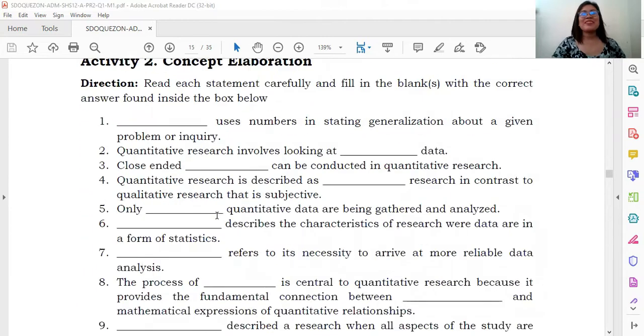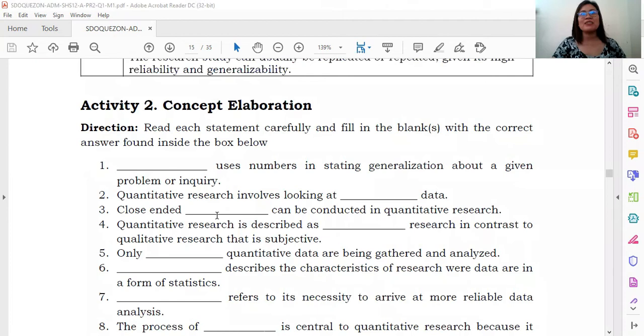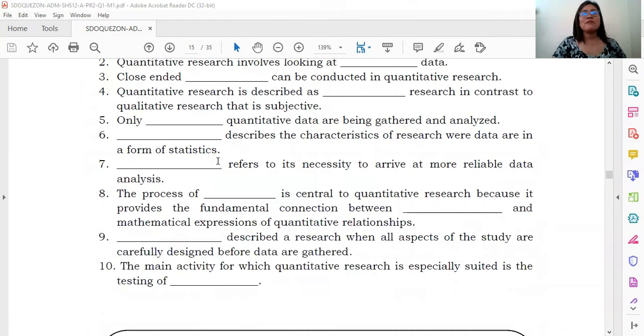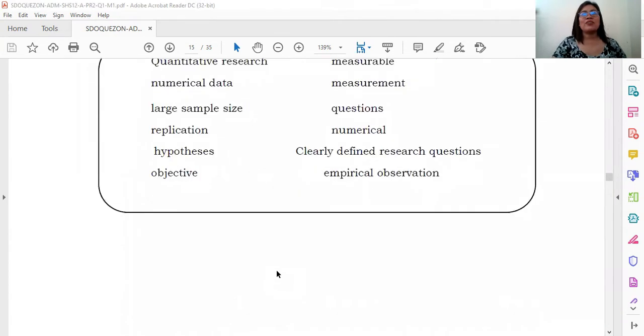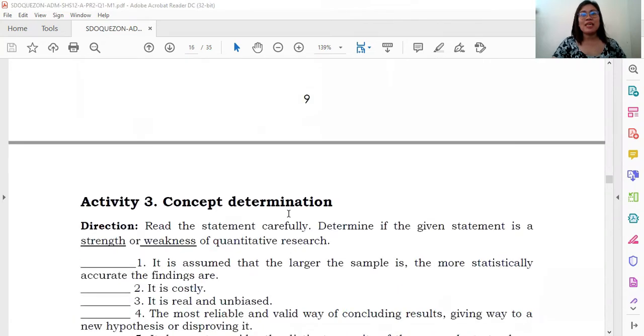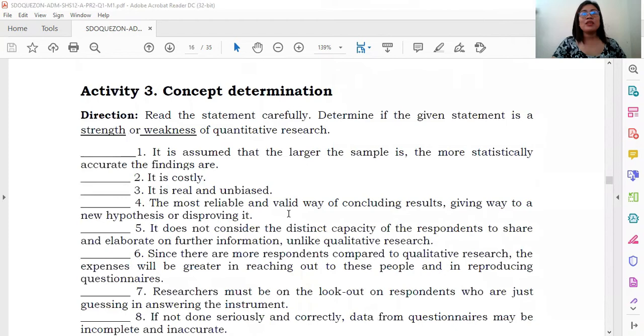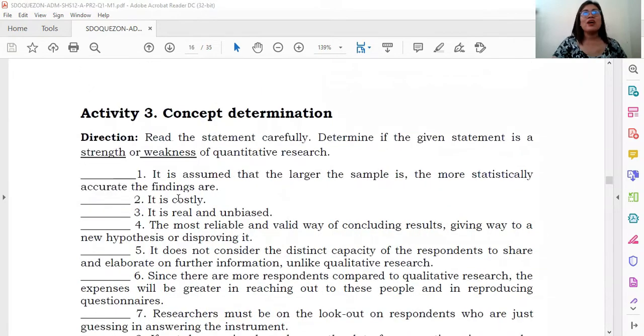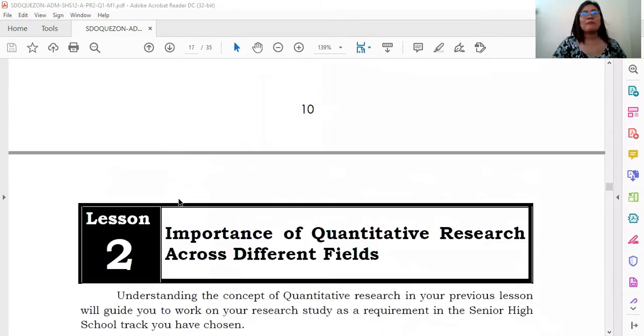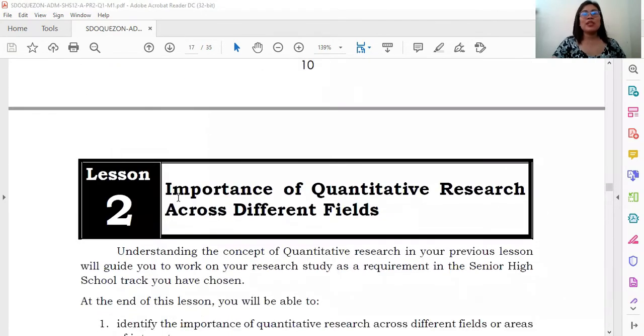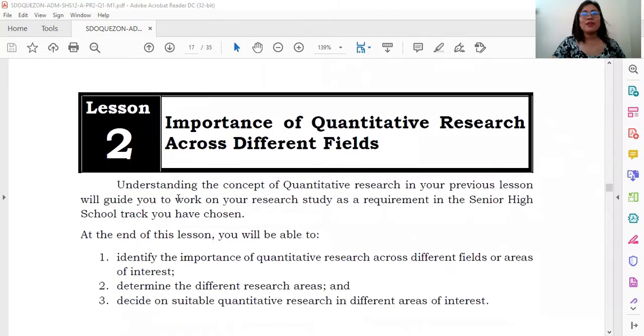Okay. Now, activity 2, concept and elaboration. You'll have to fill in the blanks with the correct answer, which can be found in the box below. You'll also see that in the activity sheet that I have sent to you. For activity 3, you'll have to write strength or weakness depending on the statement that you will encounter. Moving on to lesson 2, importance of quantitative research across different fields.